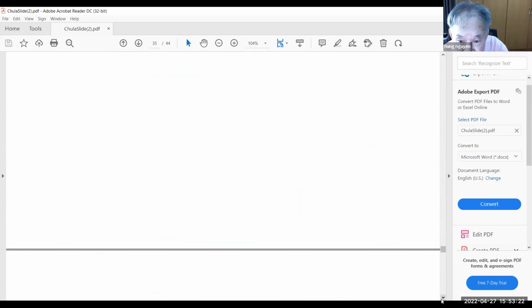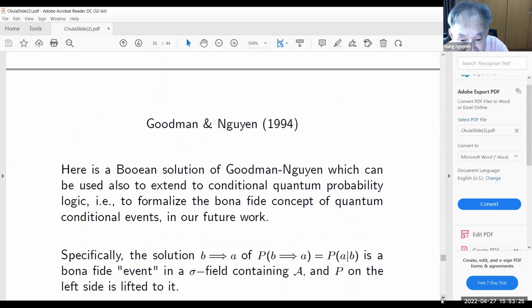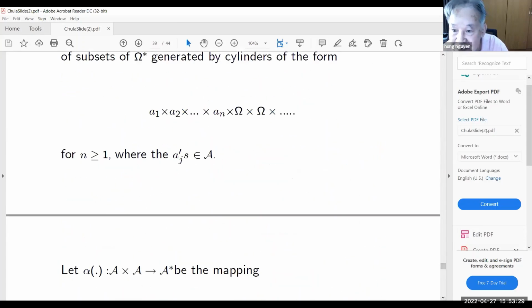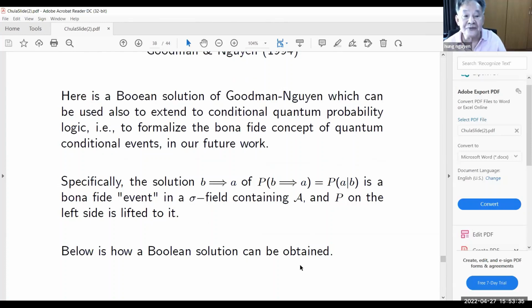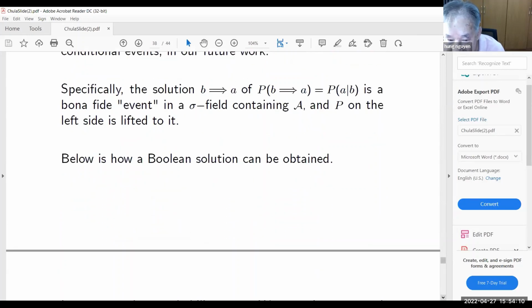I will just go quickly through the problem for future research. This is what we get for classical probabilities. We already have the solution for this equation, the probability of B implies A equals the classical conditional probability of A given B, which is a pair. But a pair is not an event. So is it possible to get another solution which is a little better, meaning that it is an event rather than a pair of events? And here is our solution.